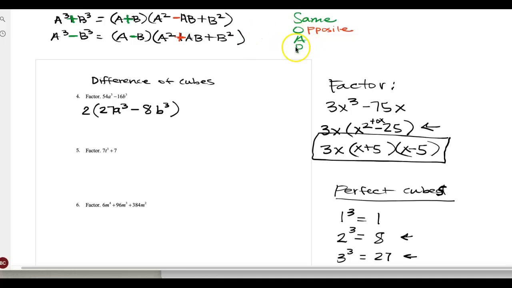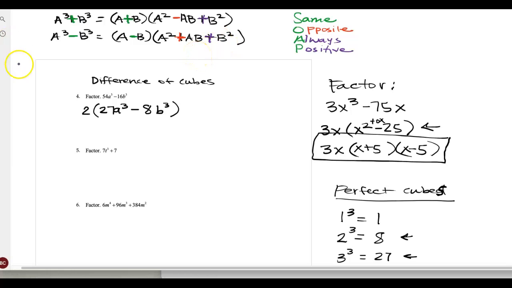Okay. And then the AP there is always positive. So notice that this last term here is a positive and a positive. That last term will always stay positive, right? So same, opposite, always positive. Because those are so similar to each other, it's just keeping track of those signs that's really important for you.